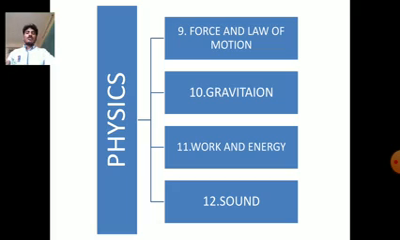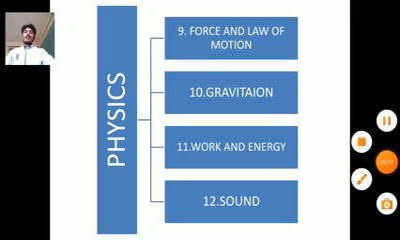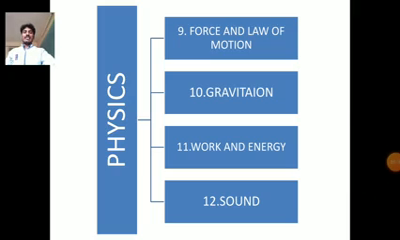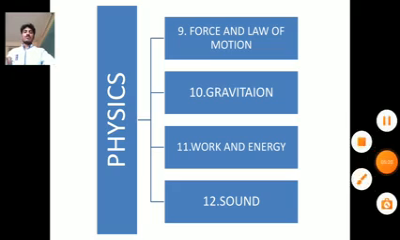The second chapter is gravitation. In this chapter, we learn what gravitation is, how gravitation occurs, and the universal law of gravitation. The third chapter is work and energy. In this chapter, we learn what work is and what energy is, what kinetic energy is, and what potential energy is.